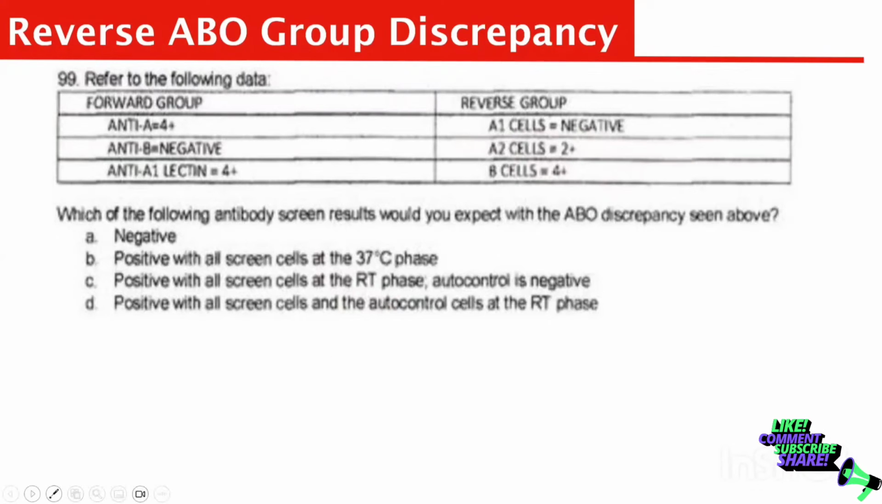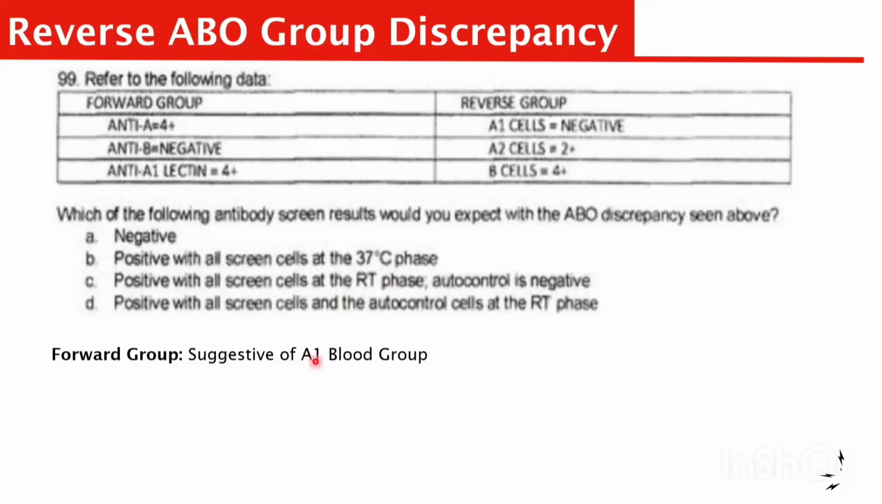Now let's continue. Then I ask, which of the following antibody screening results would you expect with this ABO type discrepancy above? Looking at this, what can we expect? Like I said previously, let's dive into the science first, then we can begin to talk about it. First of all, I already mentioned that the forward group here is suggestive of A1 blood group.